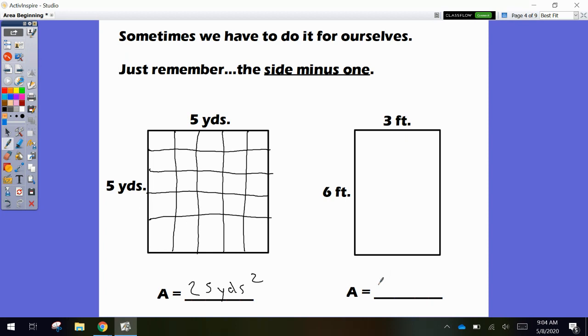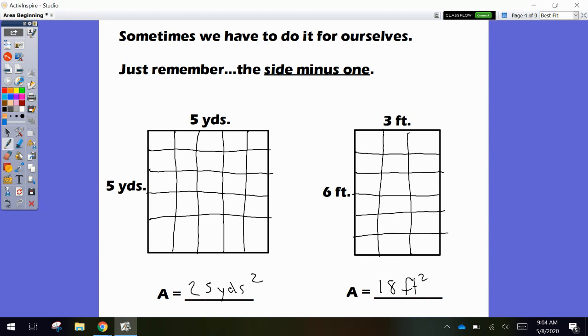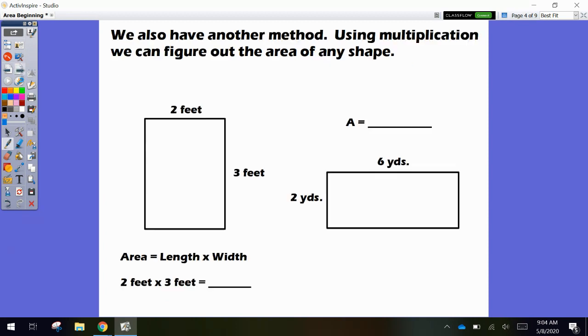3 times 6, the area would be 18 feet squared. Or once again, if we want to draw the lines, 3 minus 1 is 2. Draw 2 lines, get 3 sections. Okay, 6 would be 5 lines, 1, 2, 3, 4, 5, which creates 6 sections. Count them all up, you get 18 feet. Okay. Now, if we wanted to find the area of here, you can use the multiplication, like we were saying. 2 times 3, so we're going to say it is 6 feet squared. Most of the time with area, you can just multiply.